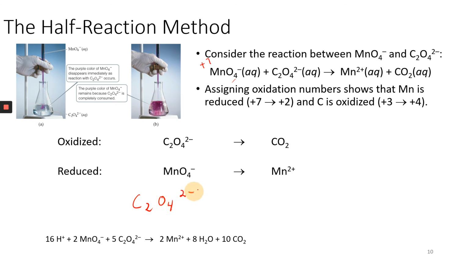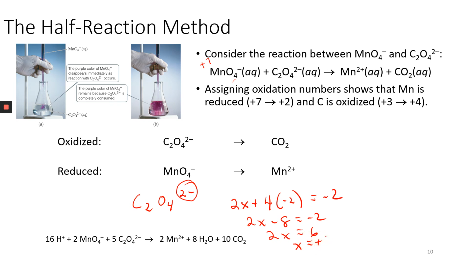C2O4, the whole thing has a -2 charge on it. So I don't know carbon, but there are 2 of them, so I'm going to call that 2x. Plus I have 4 oxygens again that are always -2. And all that has to equal a -2 because that's my charge. So I have 2x minus 8 equals -2. So my carbon is +3. Over here, I'm going to put a -2 over the oxygen and a -2 over the oxygen. Okay, so far so good.